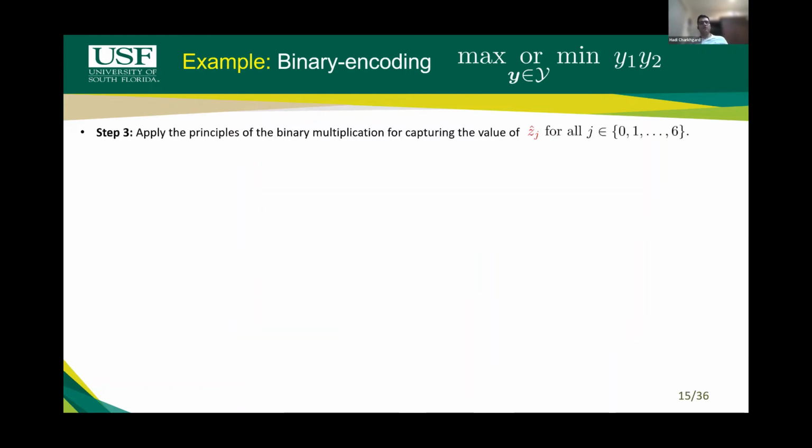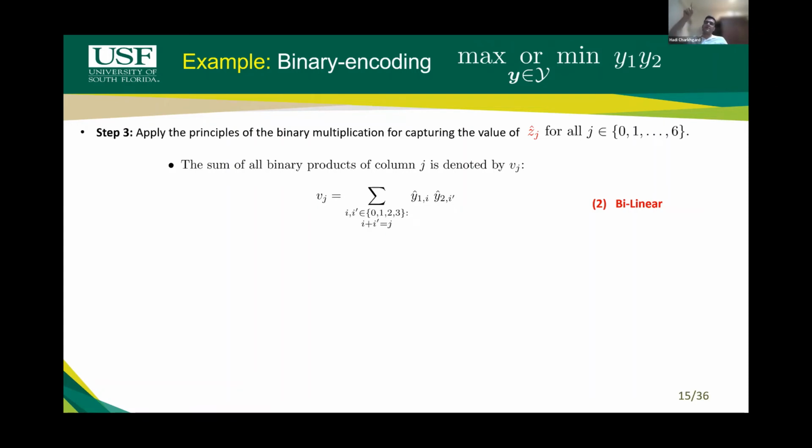Then we're going to apply the principles of binary multiplication, the fast Fourier based transformation that I explained earlier. So basically, you need to calculate the V values. If you remember, V values was the sum of each column, and sum of each column was basically the sum of binary multiplication that you had. So this is the equation, and this equation is nonlinear. It's actually a sum of some bilinear terms.